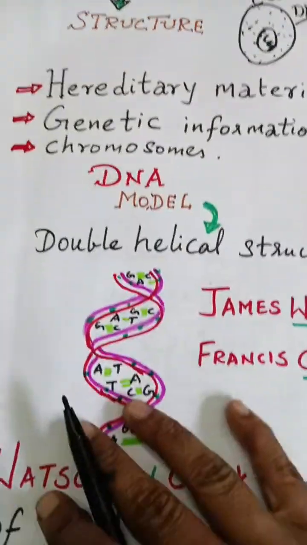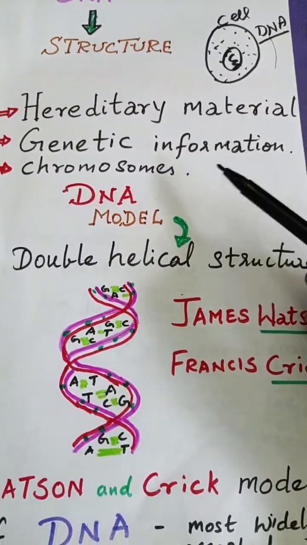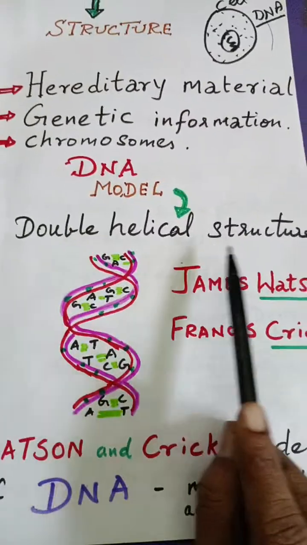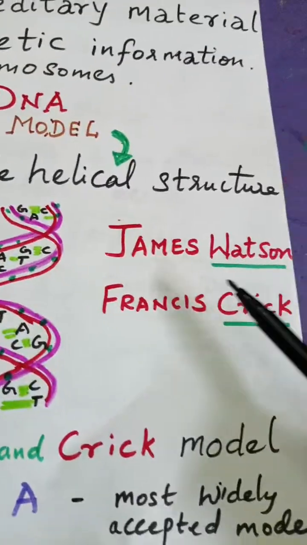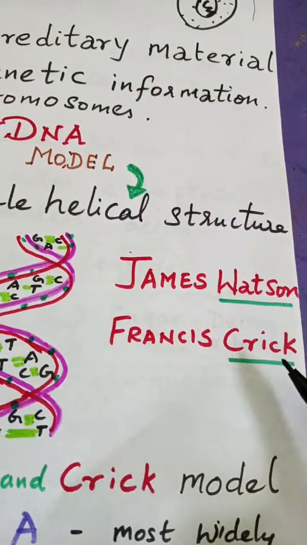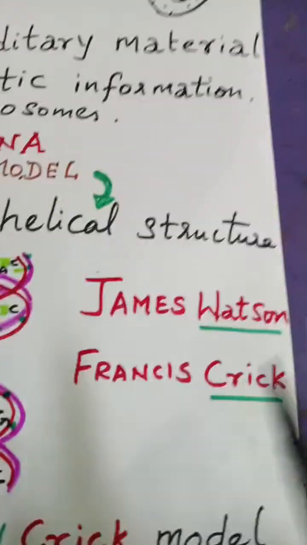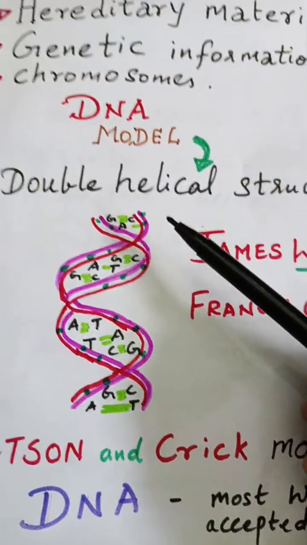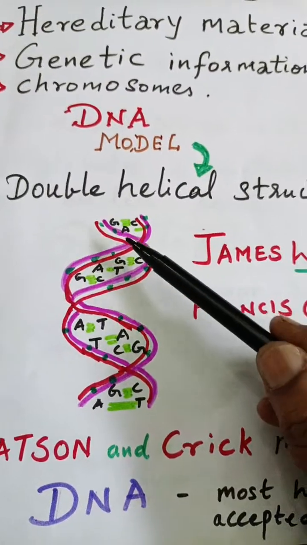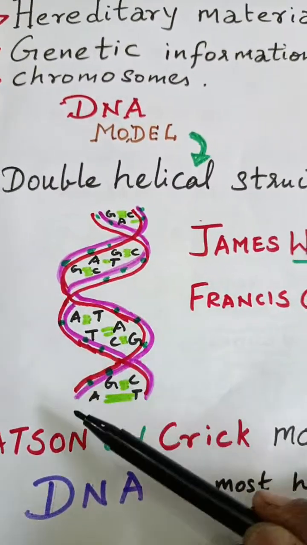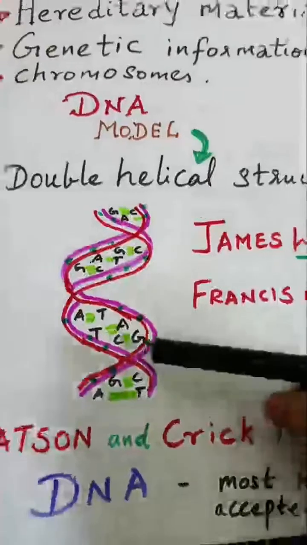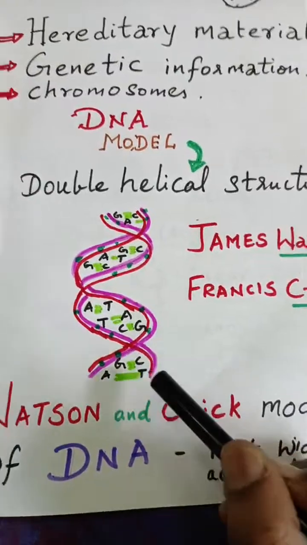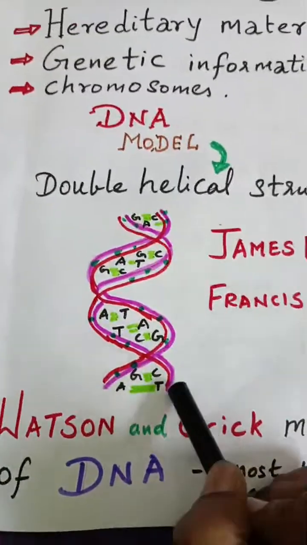Then we saw the DNA model, that is the double helical structure. Who proposed this double helical structure? James Watson and Francis Crick. Understood? These two great men found that double helical structure. This double helical structure looks like this. It's a 3D model, a three-dimensional model. It was proposed by Watson and Crick, and this model is the most accepted model of DNA.